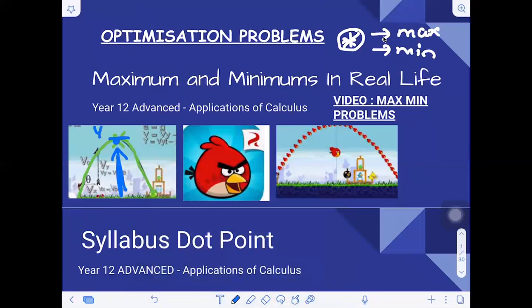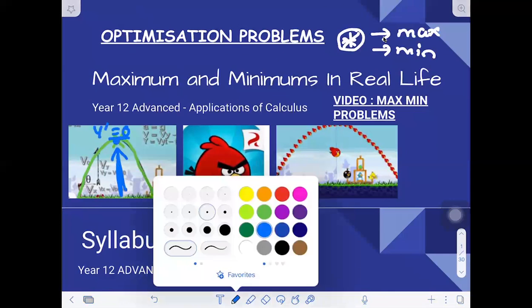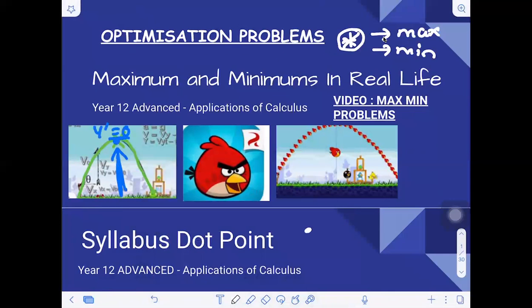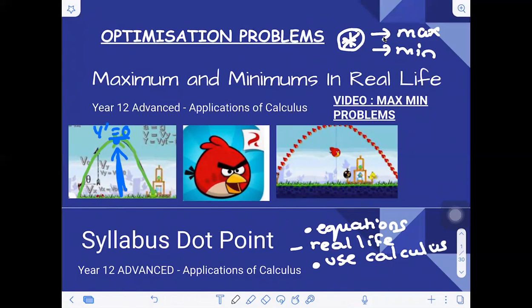Okay, now we know at that point that's where the gradient is 0. So when we're looking at these questions, what we're doing is looking to set up equations that model real life situations. And then we use calculus to actually work out where the maximum or the minimum is in that real life situation.